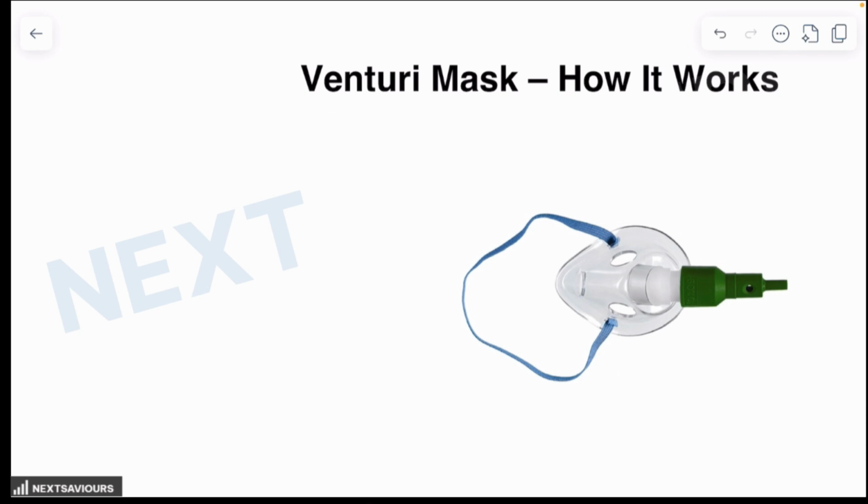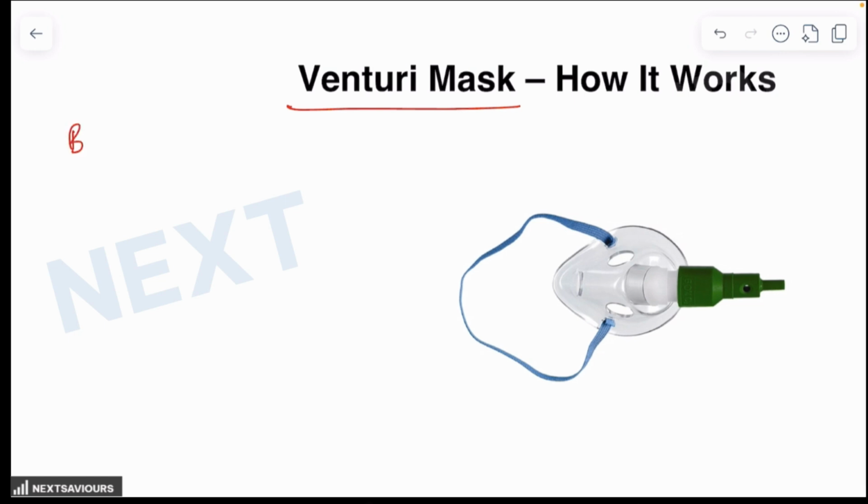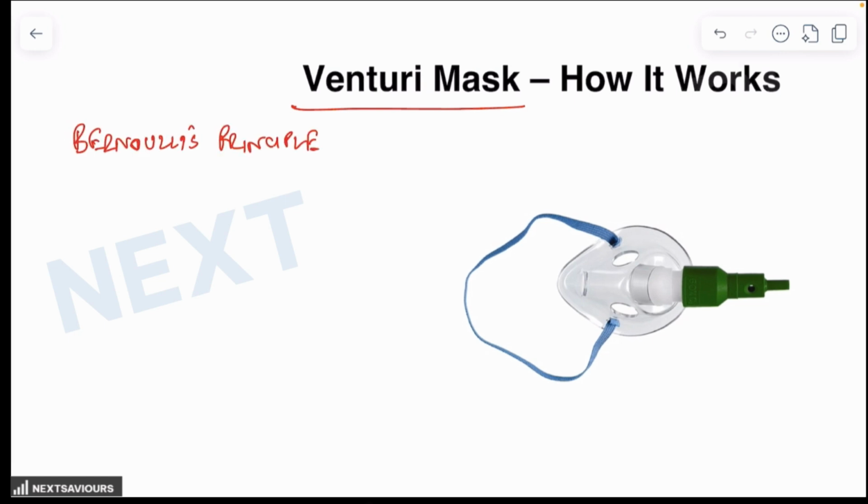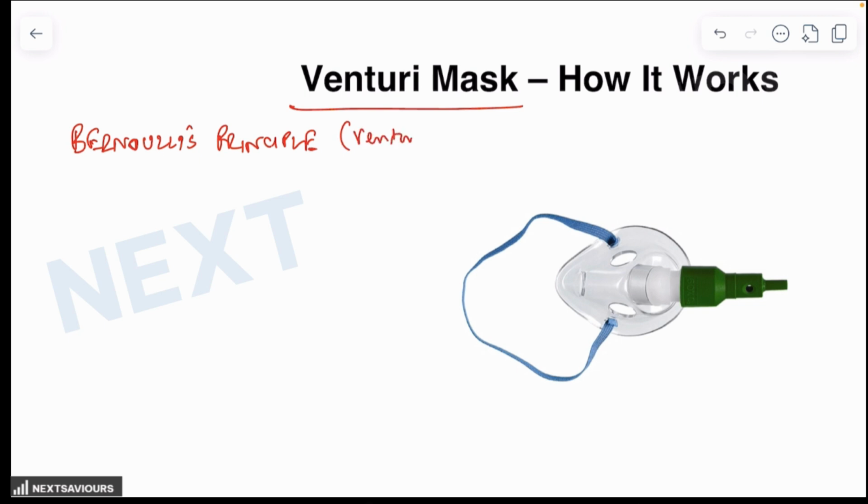Now, first try to understand what is the definition of the Venturi mask. It is the high flow oxygen delivery device that provides a fixed and precise FiO2 regardless of the patient's breathing pattern. And the principle it works on is the Bernoulli principle, which is also known by the name of Venturi effect. And that is the reason why it is called the Venturi mask.